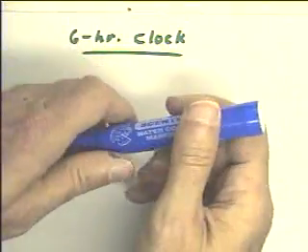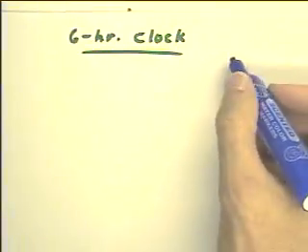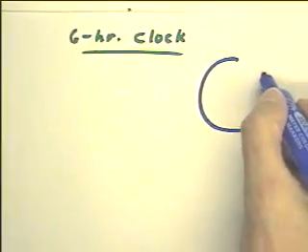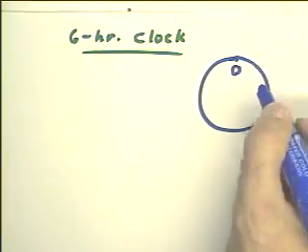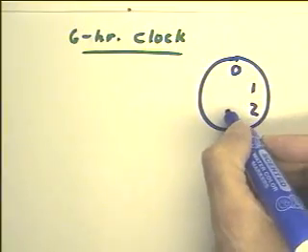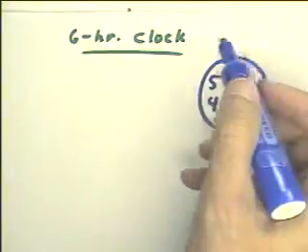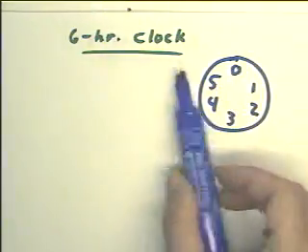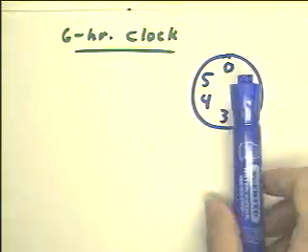Just as we make a table for a 5-hour clock, we can make a table for a 6-hour clock. We can actually make multiplication and division tables. A 6-hour clock is going to look like this, and all the principles that we used with the 5-hour clock are going to relate to a 6-hour clock.